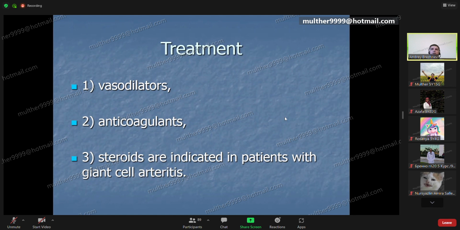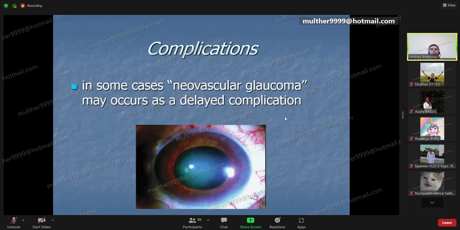Complications. In some cases, neovascular glaucoma may occur as a delayed complication of central retinal artery occlusion. Neovascular glaucoma means glaucoma due to the development of abnormal blood vessels in the angle of the anterior chamber as a result of the ischemia. And if you see a patient with such a glaucoma, you see blood vessels on the surface of the iris. Normally, there must be no such vessels in this area.